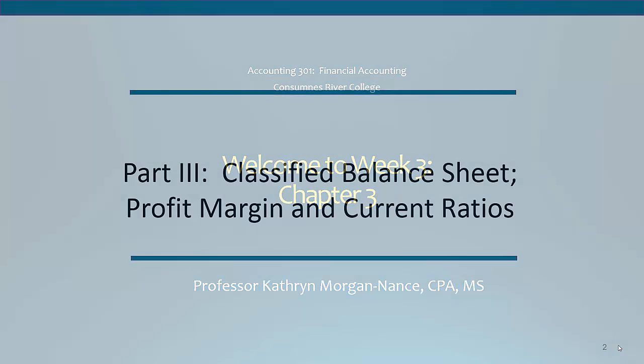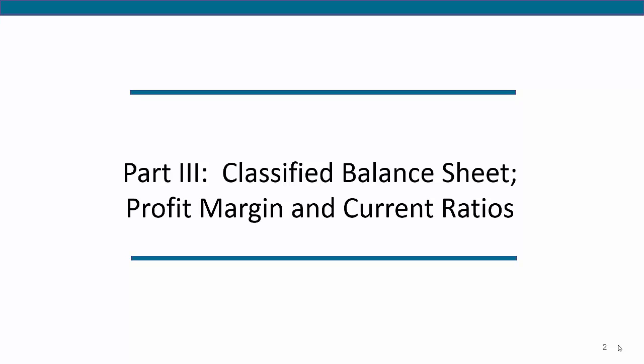Welcome to the third part of Chapter 3. In this section, we will learn about current assets and current liabilities and how they make the balance sheet more informative. We will also learn how to calculate and evaluate the profit margin ratio and the current ratio.